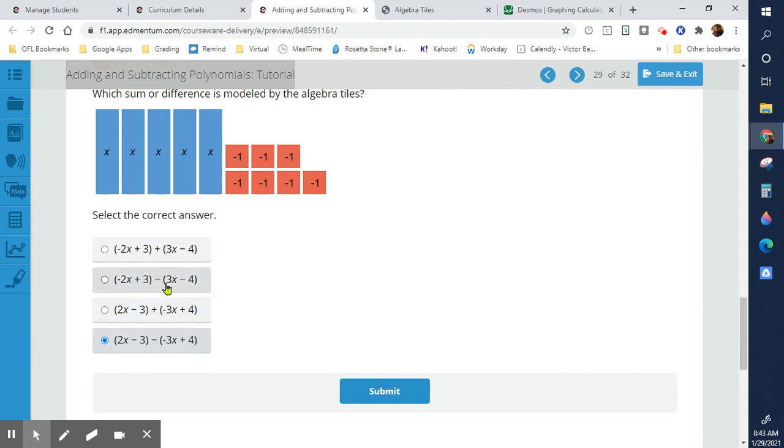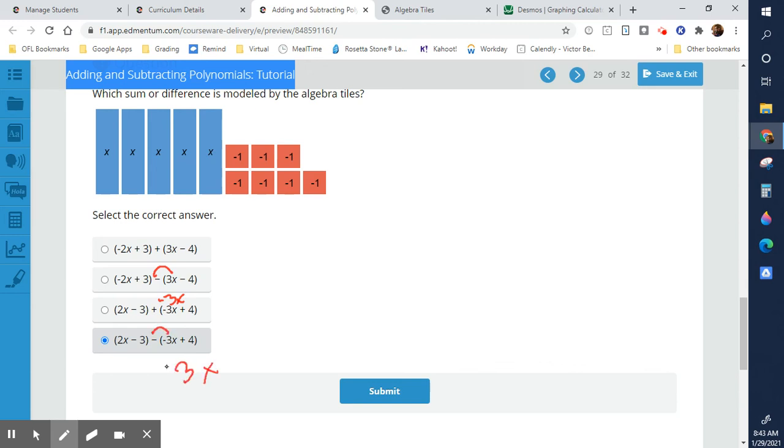Same thing here. This is 3 positive x's because when we distribute the negative, we get a positive 3x. So you would have a positive x. This one, same thing, except now it's going to be negative x. This is the only one where if you distribute it, you get positive 3x plus the 2x from right here.